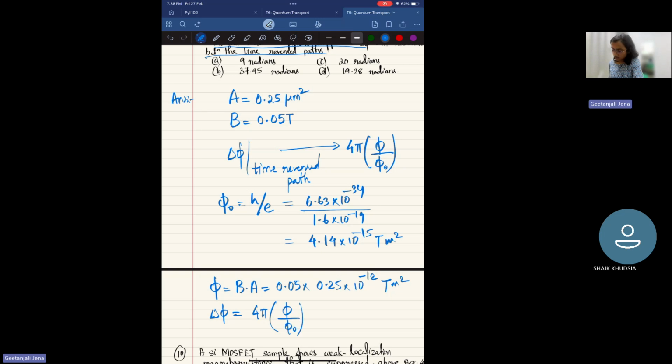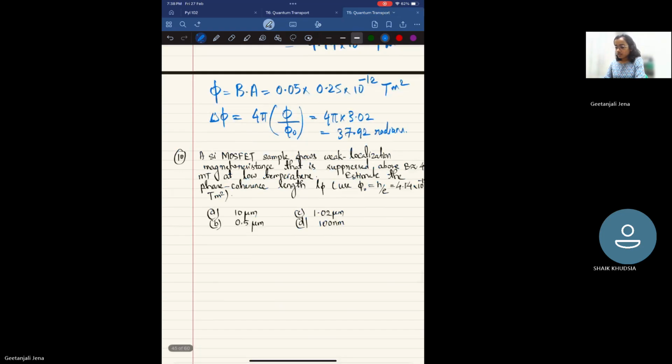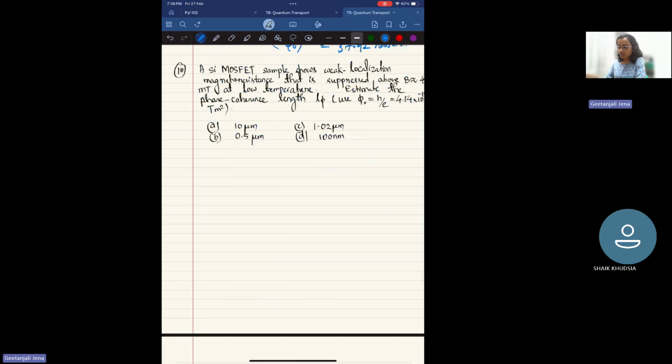So now it's easy. Del phi between the time reverse paths is 4 pi phi by phi 0. If you put it in, it will come around 4 pi times 3.02, which is 37.92 radians. Option B. Should I move to the next question?